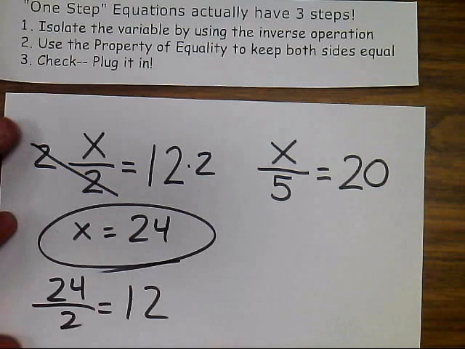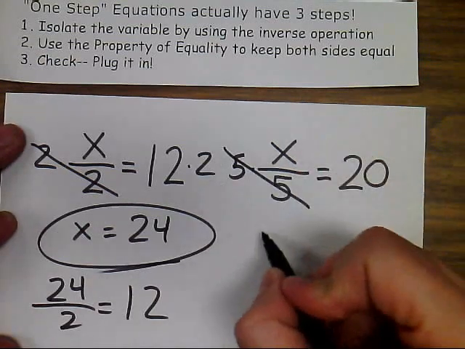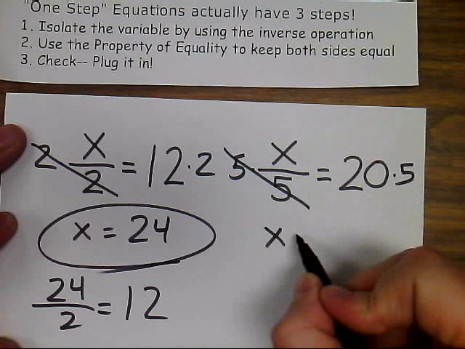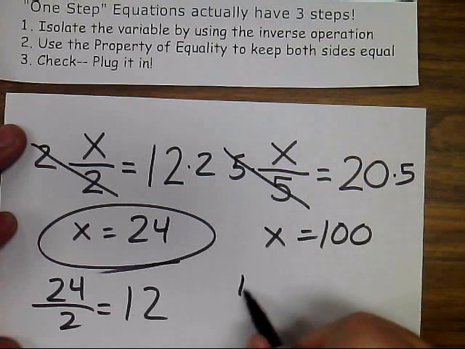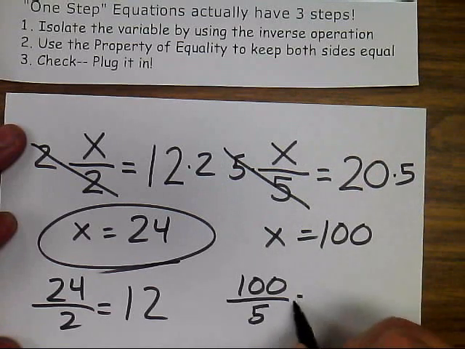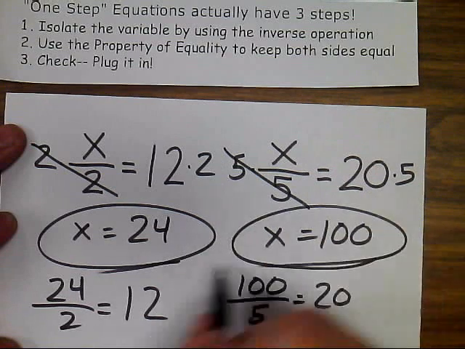This is indeed correct. Now I'm going to try this one and multiply by 5 to isolate my variable. Multiply by 5, get an answer of x equals 100. Plug in my answer, and sure enough, that's a true statement, and there I go.